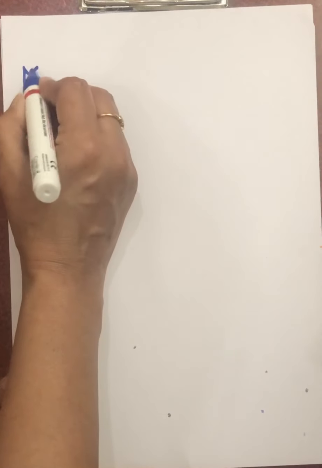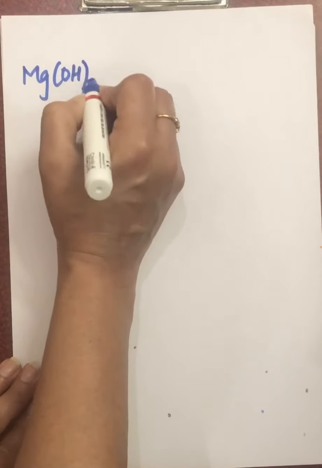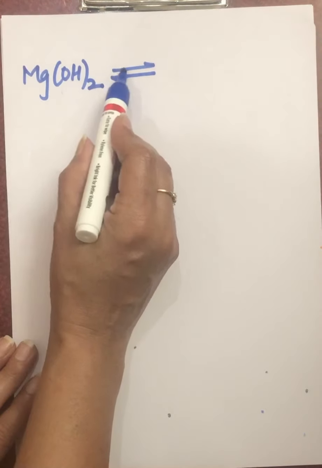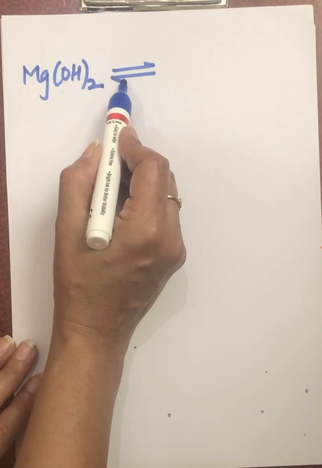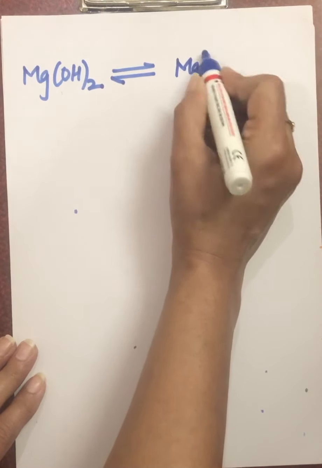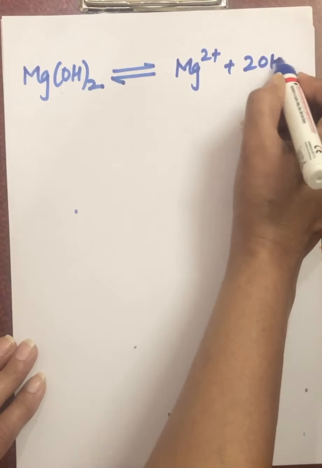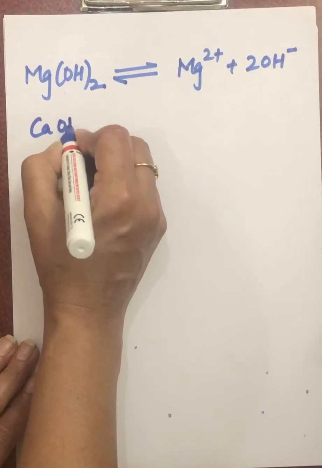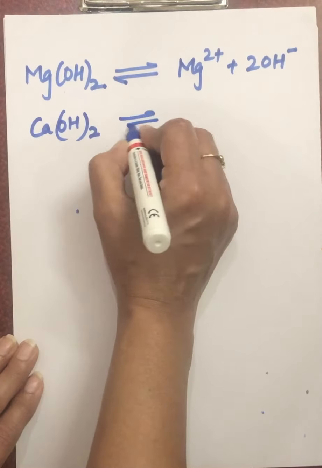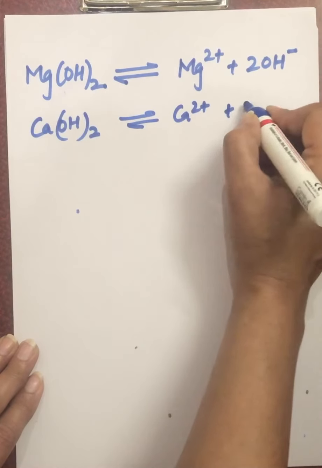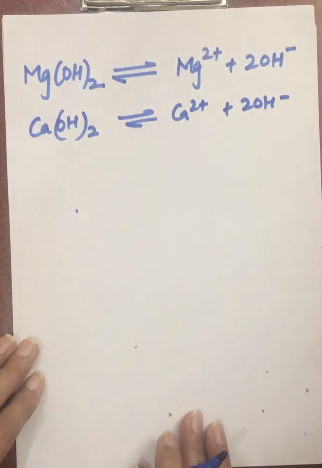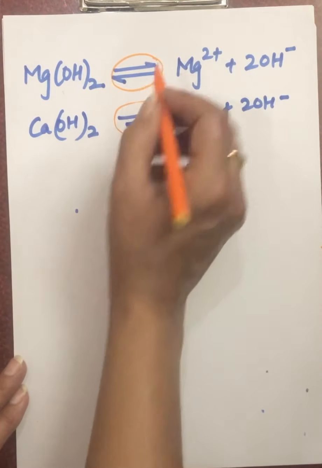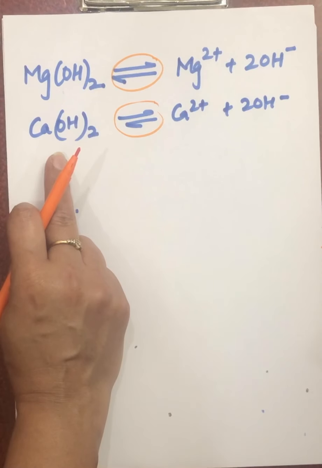I am writing this reaction again. See here, magnesium hydroxide is a weak base. So for weak bases, we are using this arrow that shows it is going this side and going this side also. That means it is not dissociating completely to give the hydroxyl ions. One more example of weak base is calcium hydroxide. This also is not dissociating completely to give the hydroxyl ions. So this symbol only tells us that actually this is a weak base.